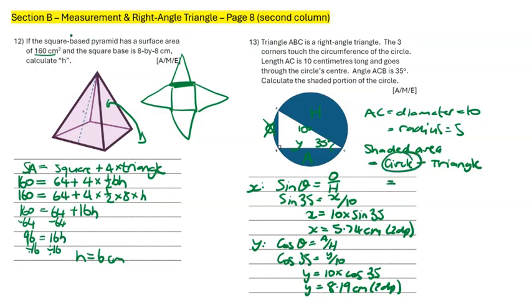So my circle area was pi r squared, so that's going to be pi times 5 squared, and I needed to subtract the area of the triangle, which was 1/2 times base times height. So 1/2 times the base, and the base was y, which was 8.19, and the height was x, which was 5.74.